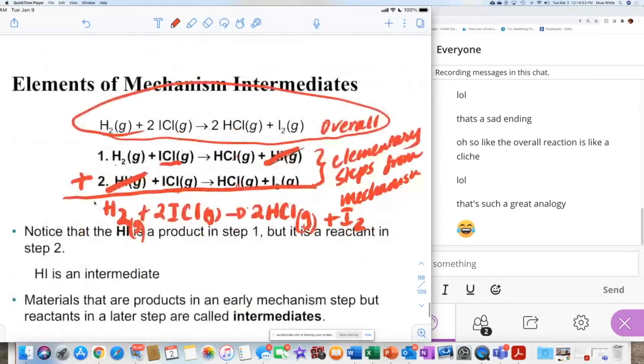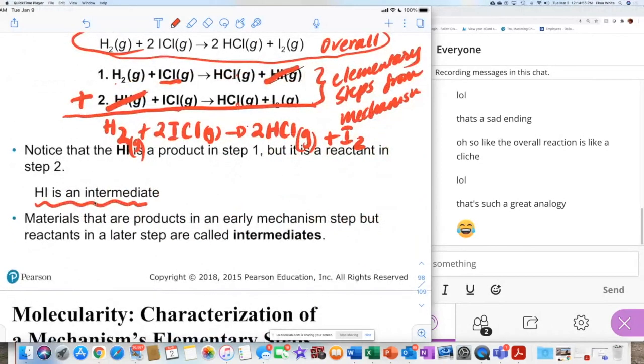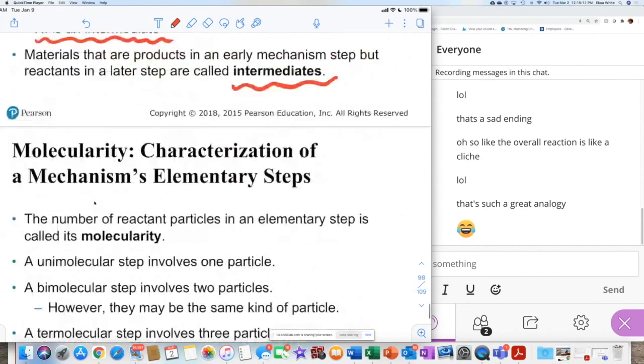But don't forget, HI had a very important role. HI is the intermediate. Okay. The intermediate, I want to see. In Hess's law, we didn't use the terminology, but we canceled off the reactant and the product nonetheless, but you want to be able to identify the intermediates, right?